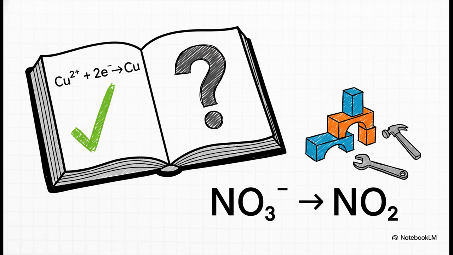Now, the copper part is easy. We know copper goes to copper 2+, losing 2 electrons. We can look that up. But what about the nitrate ion, NO3-, turning into nitrogen dioxide, NO2? If you go look for that specific reduction in your data book, spoiler alert, it's not there. This is the piece we have to build ourselves.